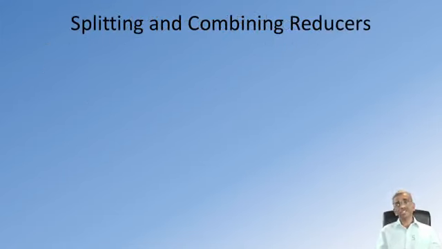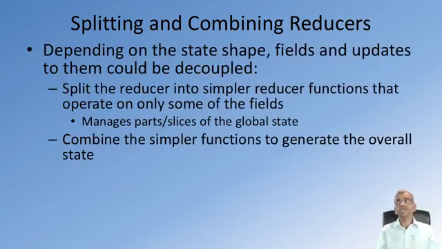For simple applications, a single reducer function may be more than sufficient. But when you have complex applications, especially when the state of your application has many parts, it is easier to split your reducer into multiple functions. Depending on the shape of the state, you can split the reducer into multiple functions, and each such function will be dealing with one part of the state. And then after that, you can recombine them to form the overall reducer function.